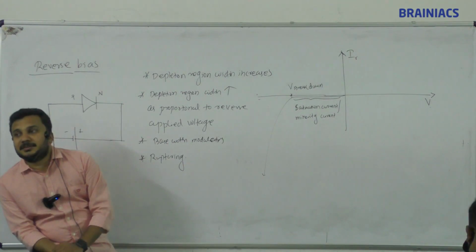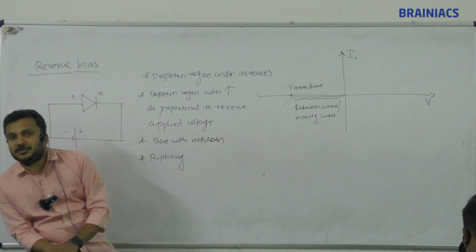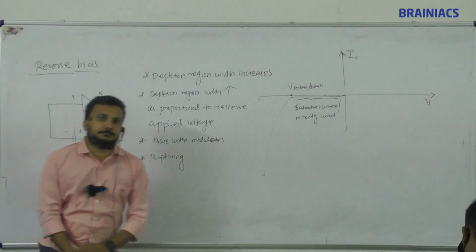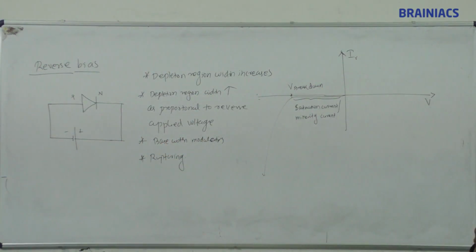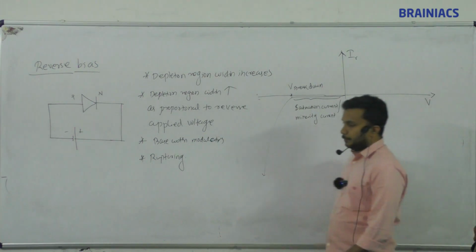For a non-ideal diode, reverse resistance is in the range of kilo ohm. For a non-ideal diode, reverse resistance is in the range of kilo ohm.